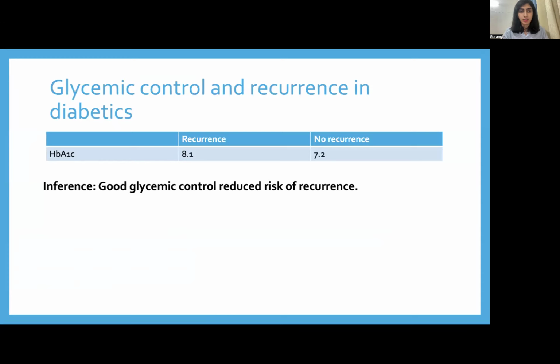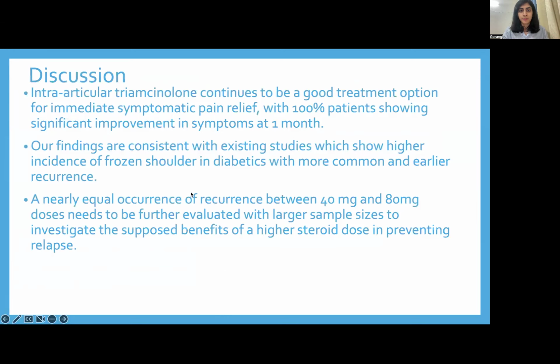Coming to the HbA1c levels, lower levels were correlating to no recurrence. As you can see, 8.1 was the average HbA1c level in patients with recurrence. So coming to the discussion, intra-articular triamcinolone continues to be a good treatment option for immediate symptomatic pain relief. At 1 month, we had 100% of the patients showing significant improvements.